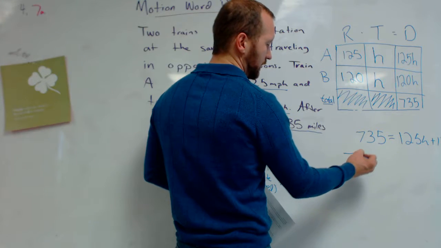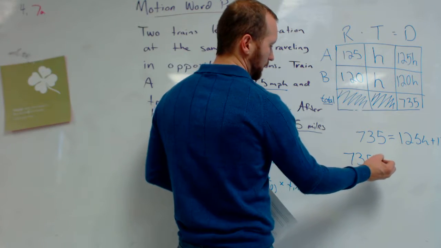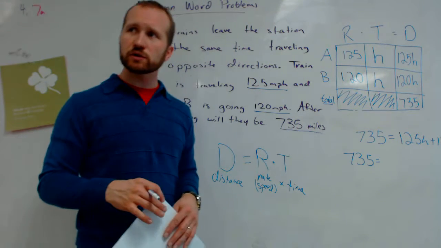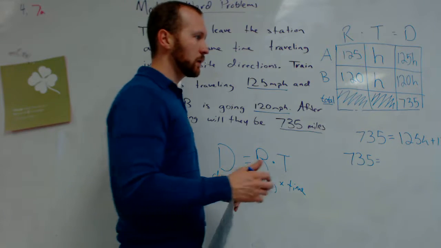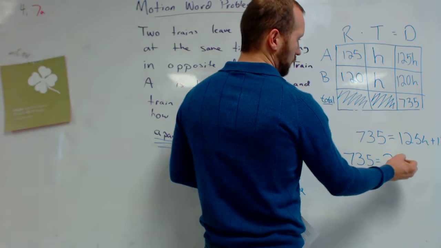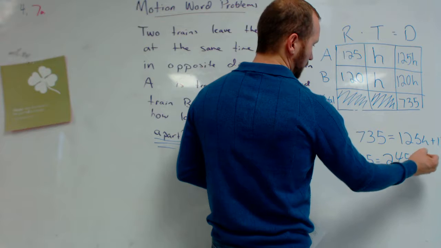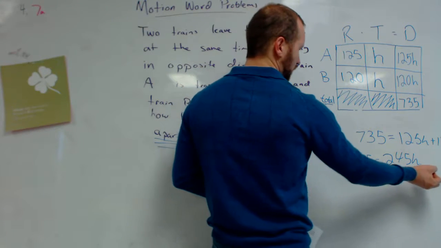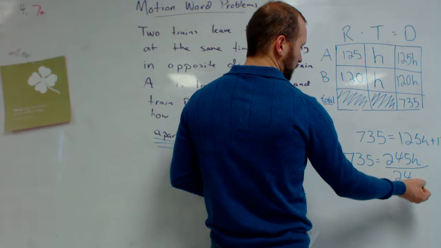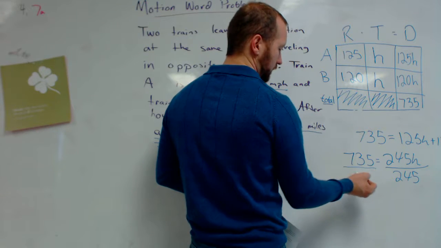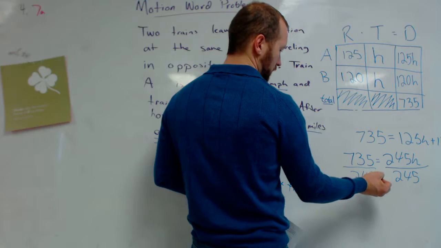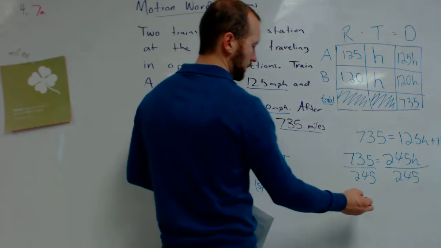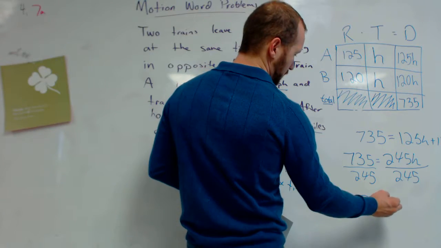So 735 is equal to what? 125h plus 120h is 245h. How do I solve for h? Just divide both sides by 245. And h equals 3.